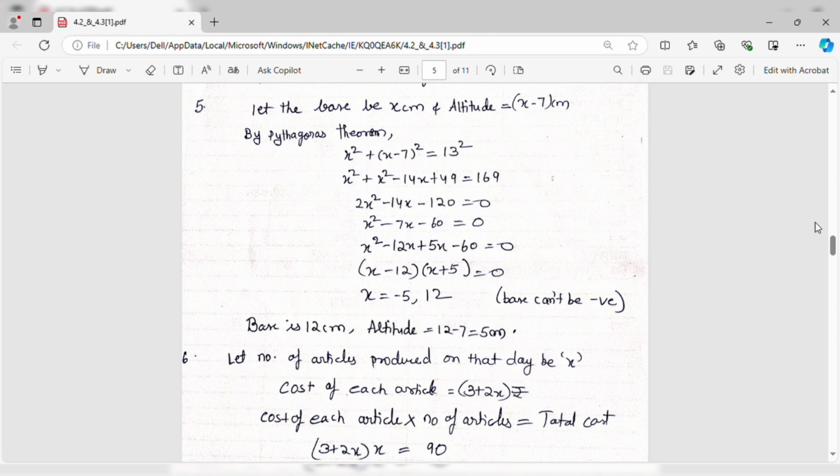We will apply the Pythagoras theorem and we will write the sum of squares of two sides is equal to the square of the hypotenuse. So after expanding this, we will get the equation x square minus 7x minus 60 equal to 0. And after splitting it, we will get two factors as x minus 12 and x plus 5. So the value of x is minus 5 and 12. But the base cannot be negative, so we will not take minus 5. We will take the base as 12 centimeter. And after substituting this value, we will get the altitude as 5 centimeter.